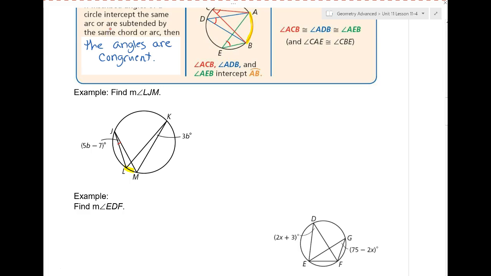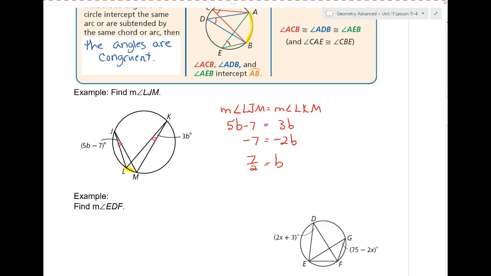We know that we have angle JKM intercepts the same arc, right? So what's so special about these two angles? Yeah, they're 2 inscribed angles that intercept the same arc. They're going to be congruent to each other. So the measure of angle LJM is going to be equal to the measure of angle LKM. Then we can just set them equal. So we get 5b minus 7 is equal to 3b. Well, I'm just going to subtract 5b from both sides. So again, negative 7 is equal to negative 2b. Did you guys get b is equal to 7 over 2?